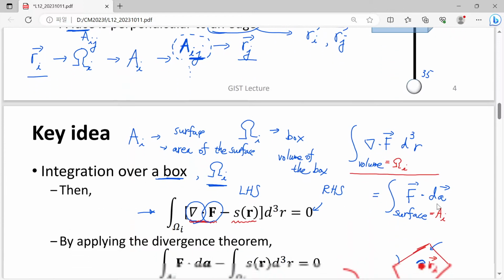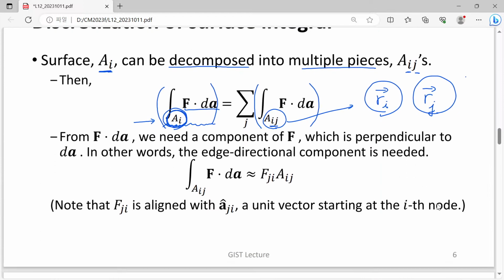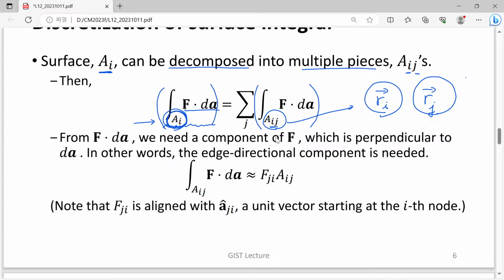Okay, so now let me come back. First we calculate the integration over each subsurface, and when we make a sum of them, where j runs over all neighboring nodes connected to R sub I, then we can recover the integral over the entire surface. I think that is not that difficult for you to understand this concept.